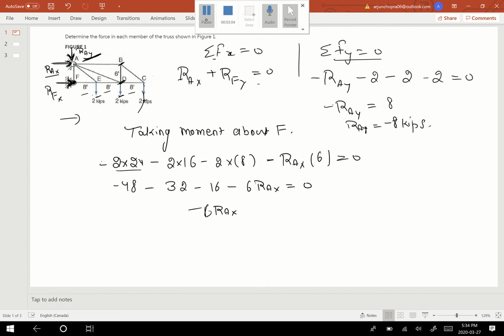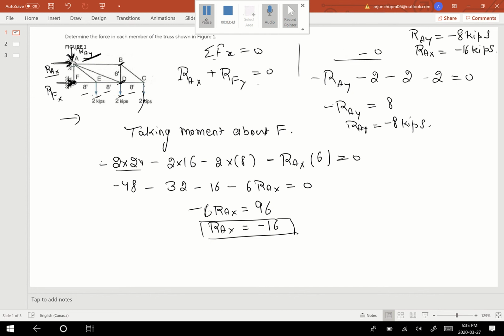6 RAX equal to 96, and RAX comes out to be 96 divided by 6, which is 16, so the RAX value comes out to be -16. So I figured out these two values. Now you can also check these values. Is there anything we are missing? No, doesn't seem like it. Now I'll write these values at the side: RAY came out to be -8 kips, and RAX came out to be -16 kips.